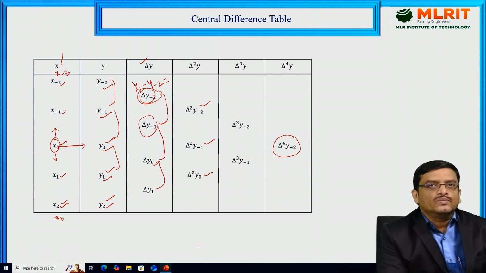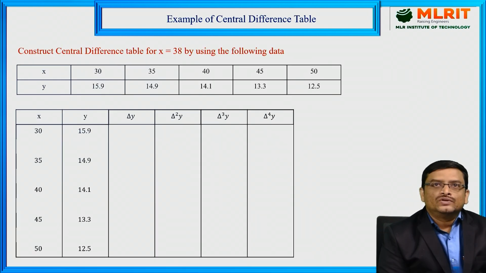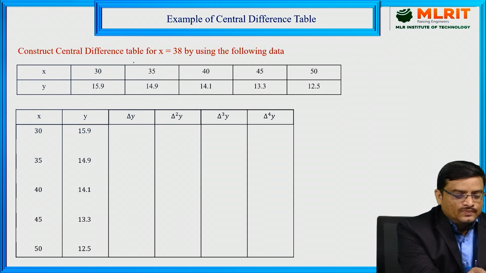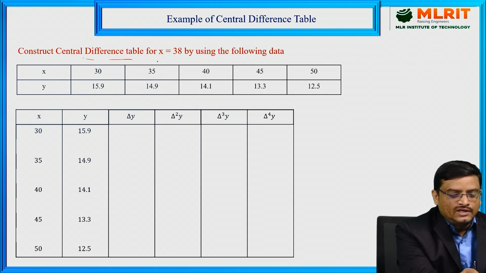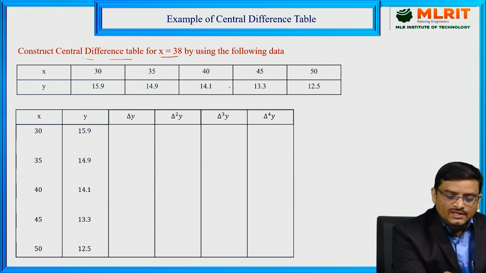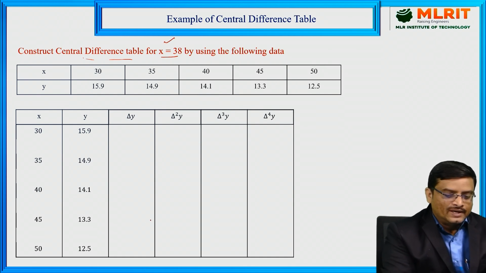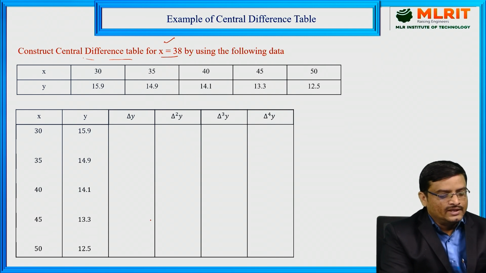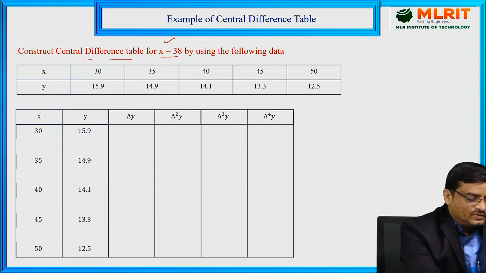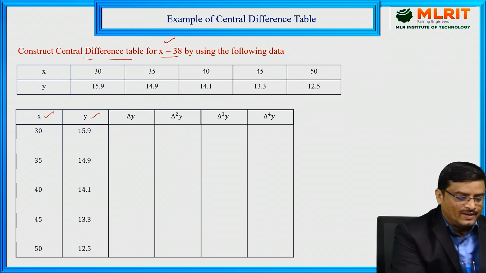I'll explain this table by taking one example for how to construct the central difference table. So now this is our problem. We have to construct the central difference table for x is equal to 38. This is the data given. Whatever the data given, you take those x values and y values here. So these are the x values and these are the y values given.